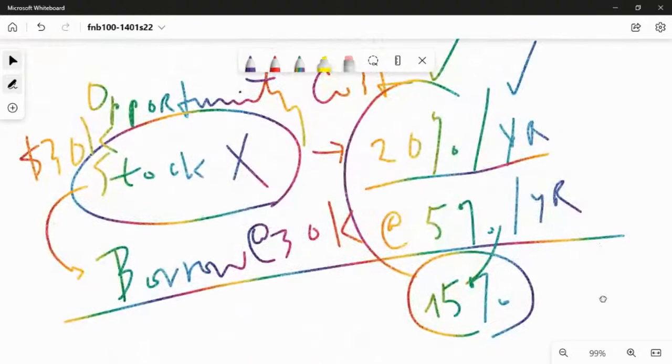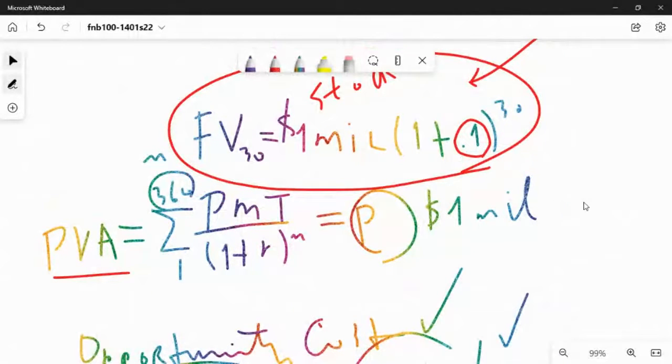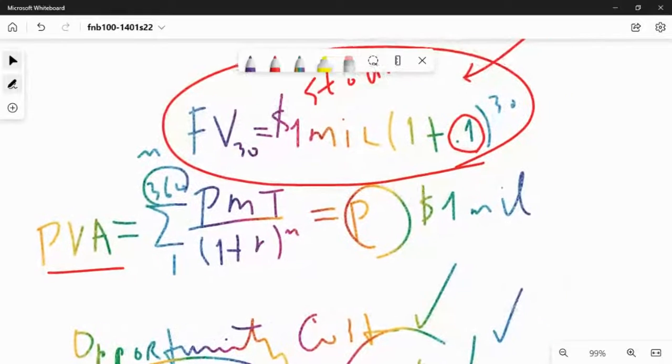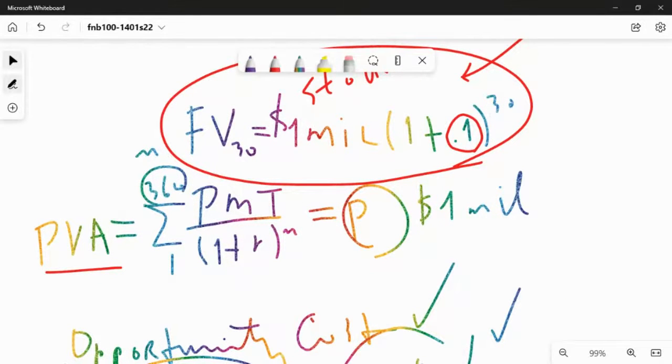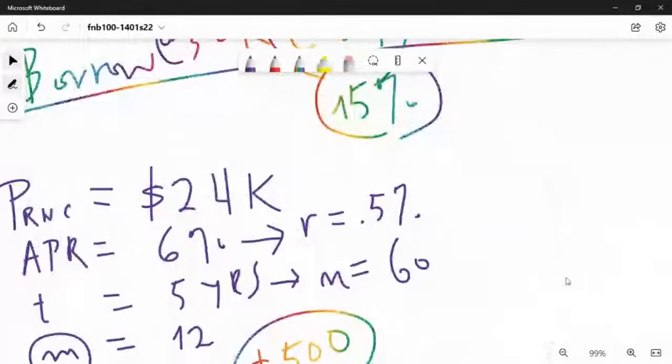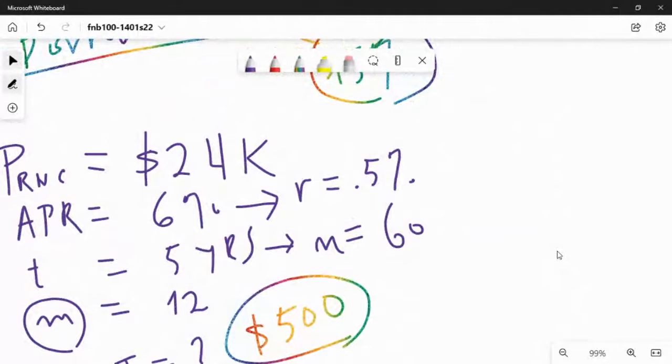Then the question is, remember, if $500 is the correct payment, the present value of all those payments must be exactly equal to the principal. It must be equal to the principal. In our example, the principal is 24,000. So another way to ask that question is, there are two ways we can think about this.